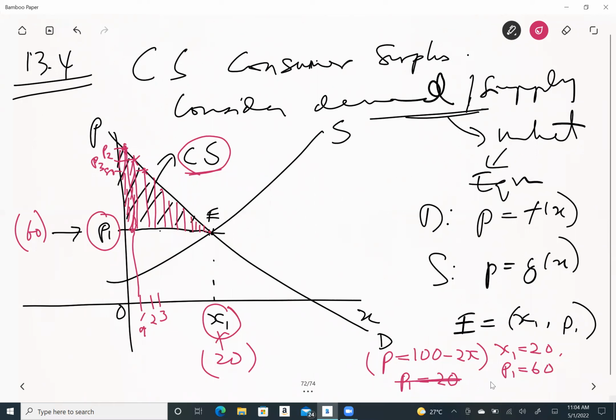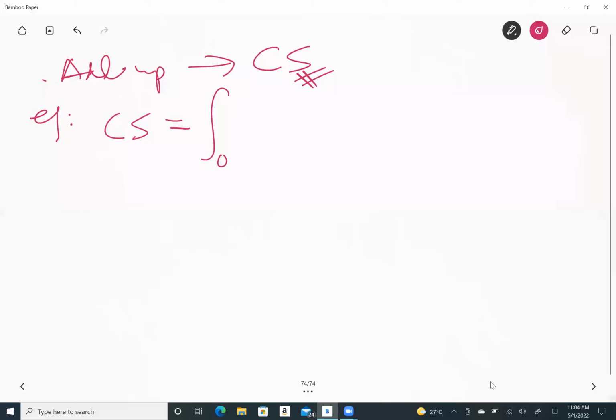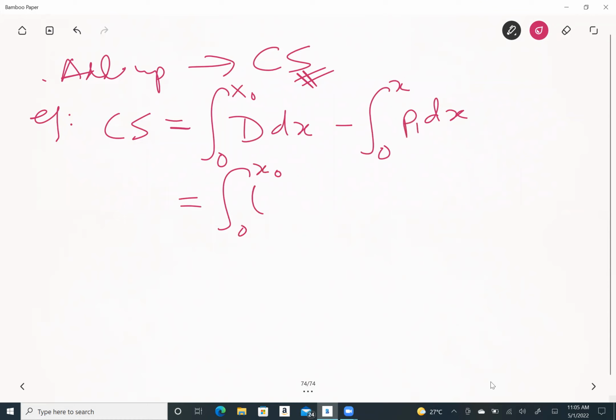Okay, got it. All right, so what is the consumer surplus going by that example? Consumer surplus is equal to the integral from 0 to x0 of the demand function, d of x, minus the integral from 0 to x0 of p1 dx. Of course, since we are talking about the same interval, you can take the subtraction first: 0 to x0, d minus p1 dx. You can do it this way or that way.